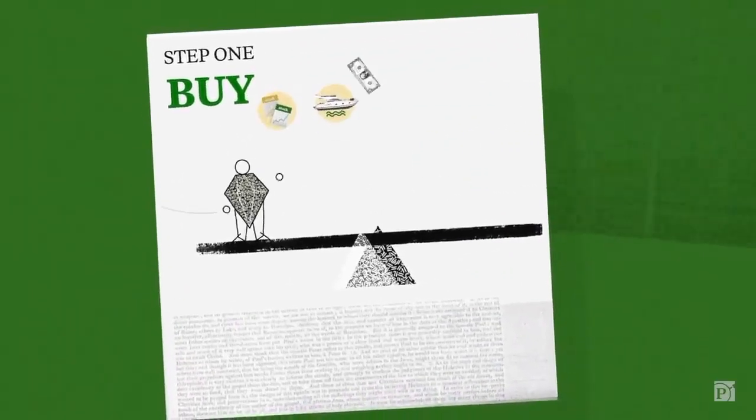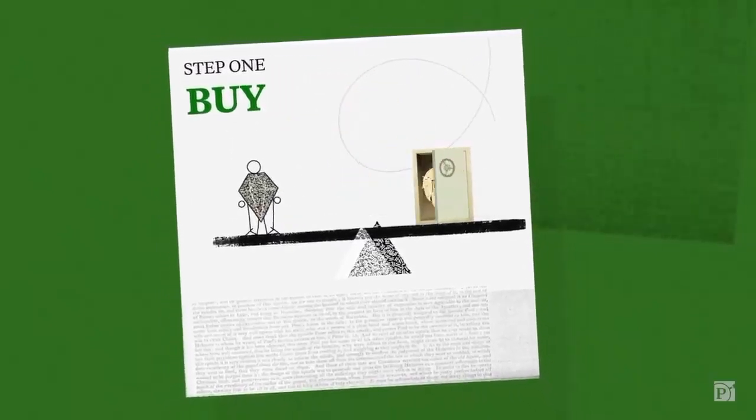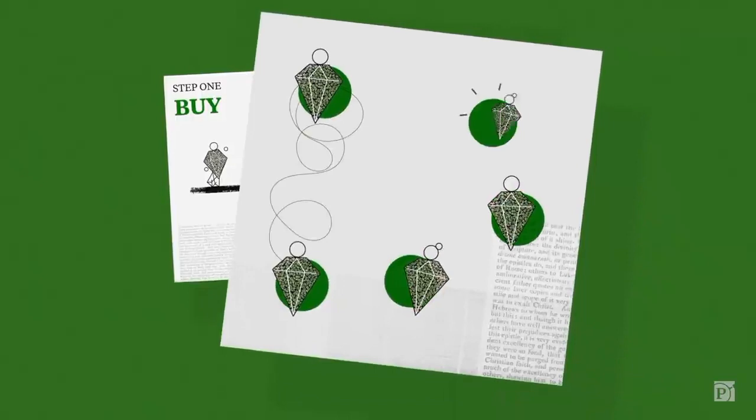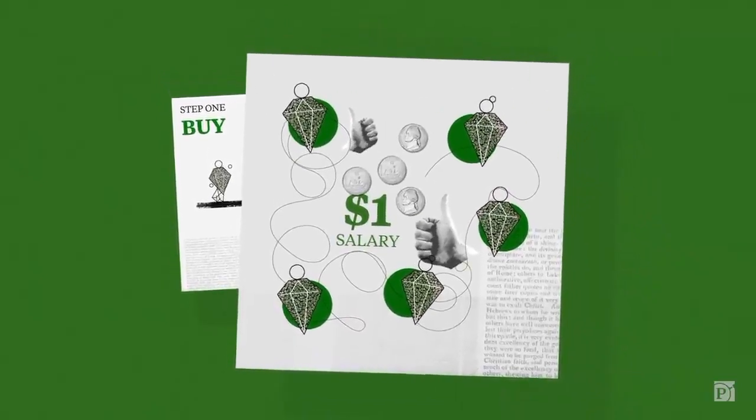Step 1. Buy. The ultra-wealthy buy an asset, or build a company, or inherit a fortune. As long as they don't sell, they owe no taxes. They keep their income as low as possible, since every dollar they earn can be taxed.